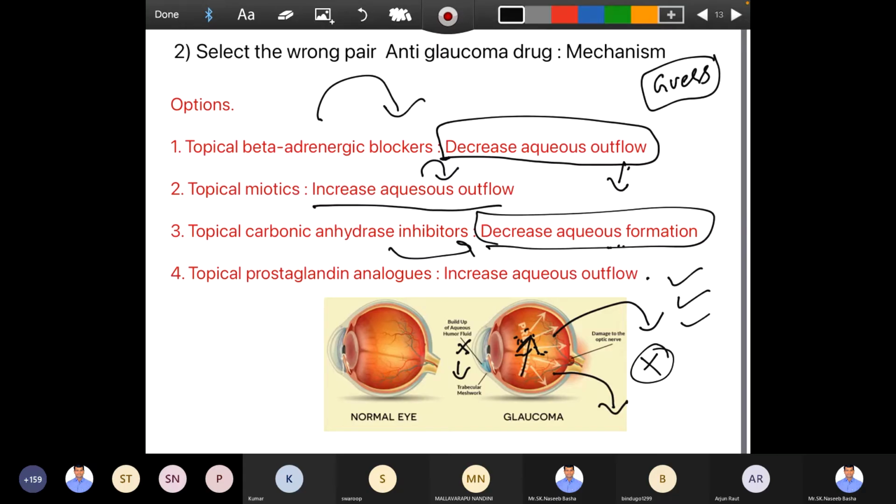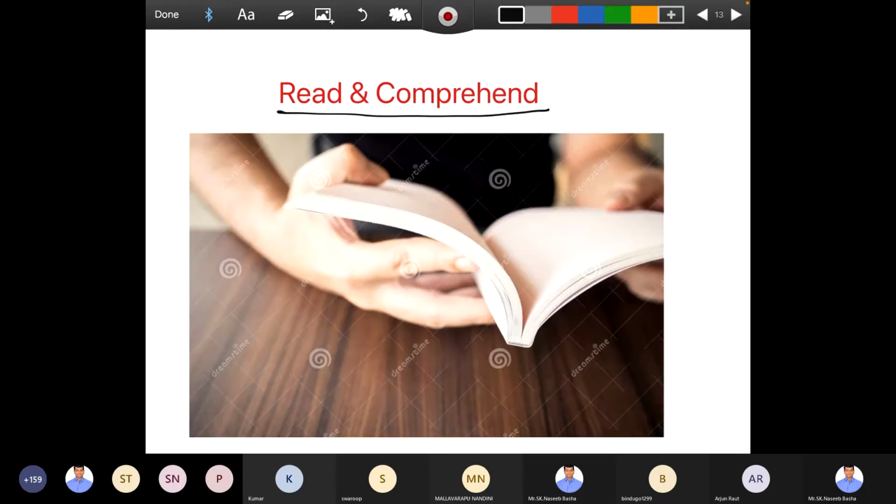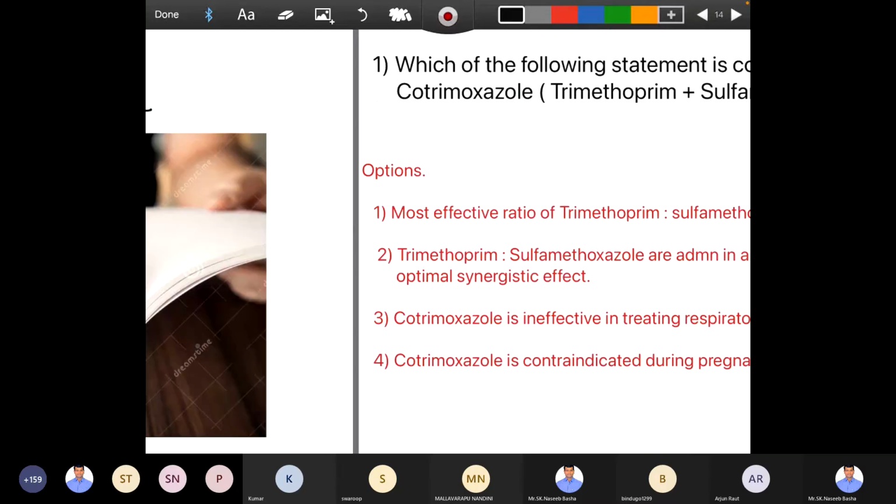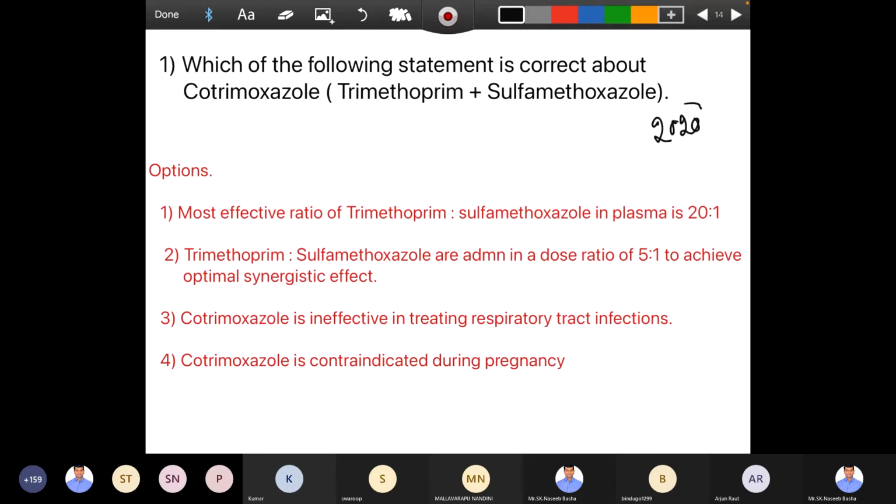The next one is read and comprehend. See, reading patiently and reading properly is a major thing. You need to read and understand the question properly. Let us see with some examples. Again, see what all the questions are. All the questions are from GPAT 2020. Now, let us understand this one. This is a very popular one. Cotrimoxazole is a combination of trimethoprim and sulfamethoxazole.